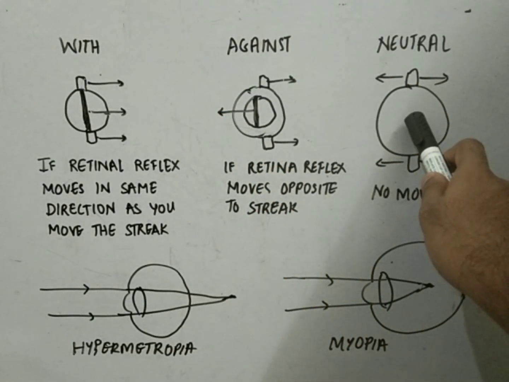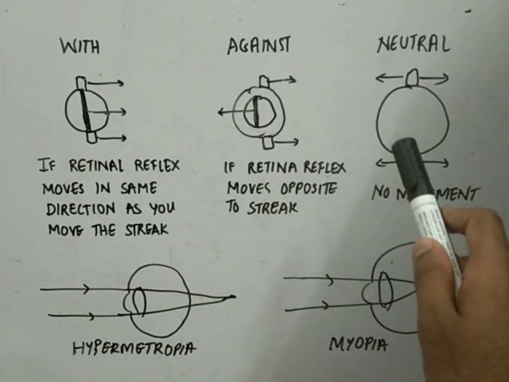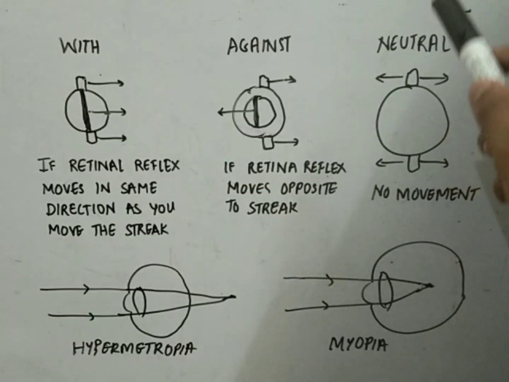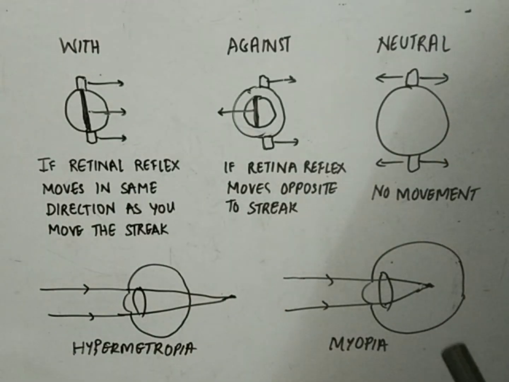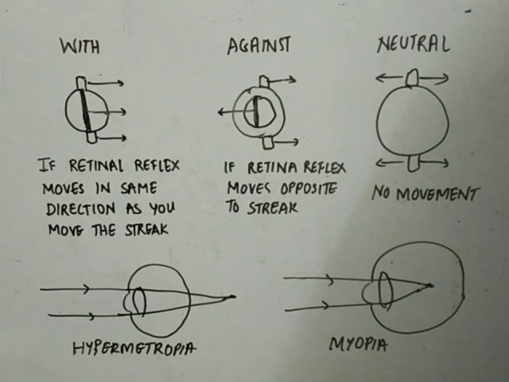This neutral reflex that we have, you get it when you are at the right focus point. So the pupil will flood with the light and there won't be any with movement, there won't be any against movement, there will be no movement over here.